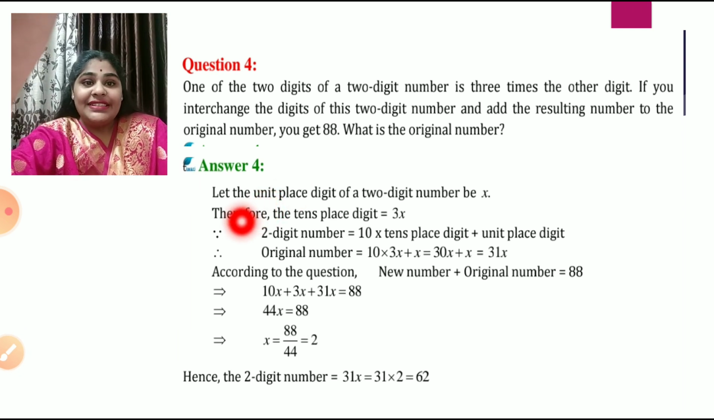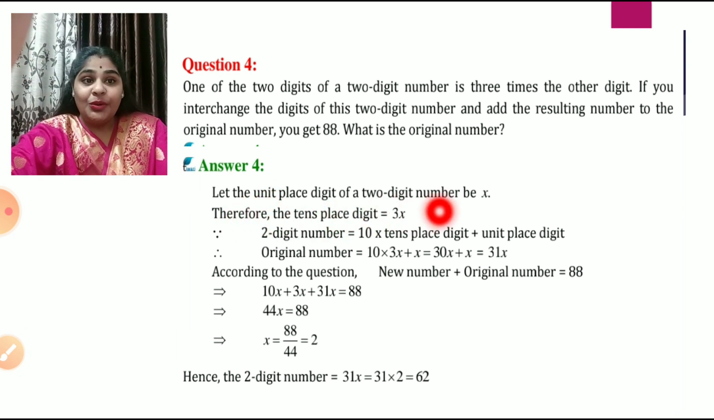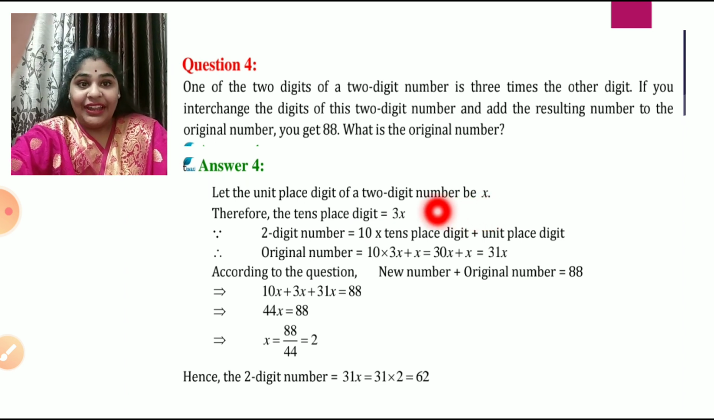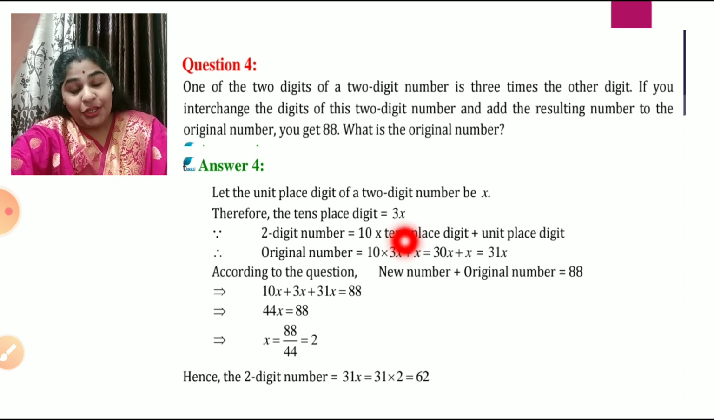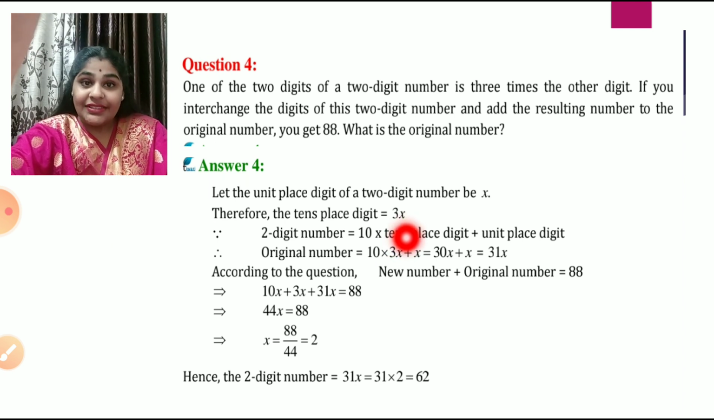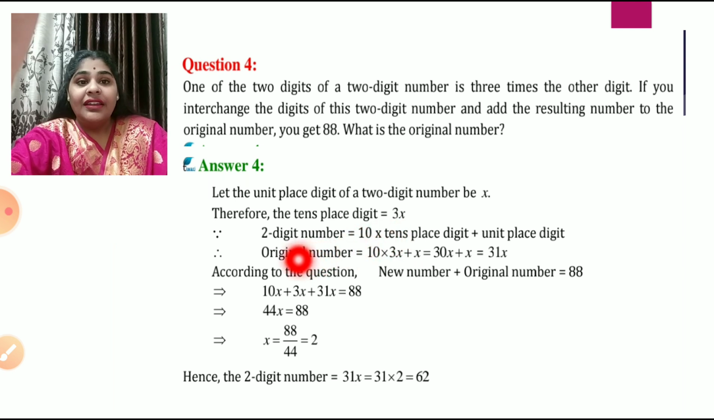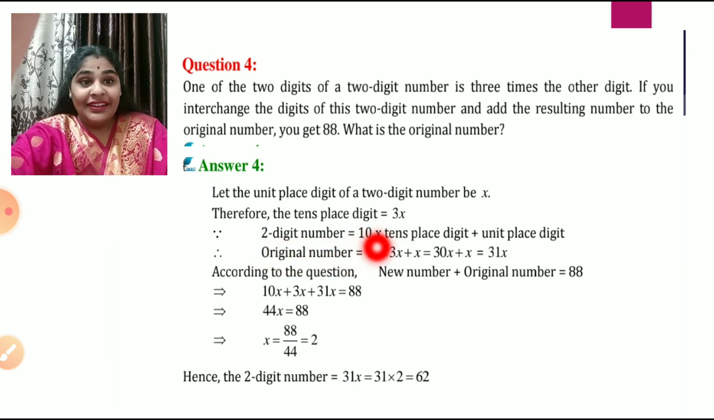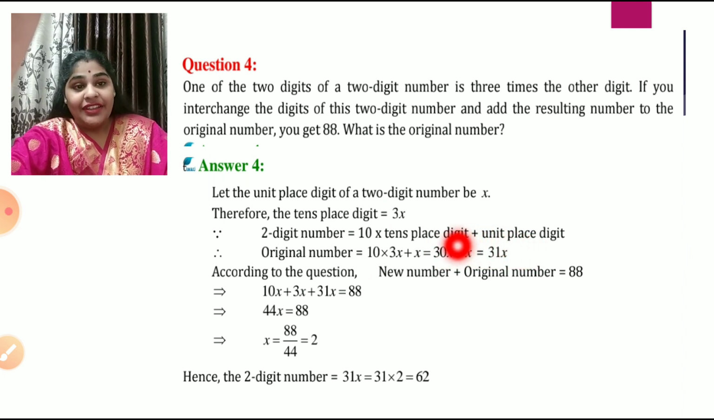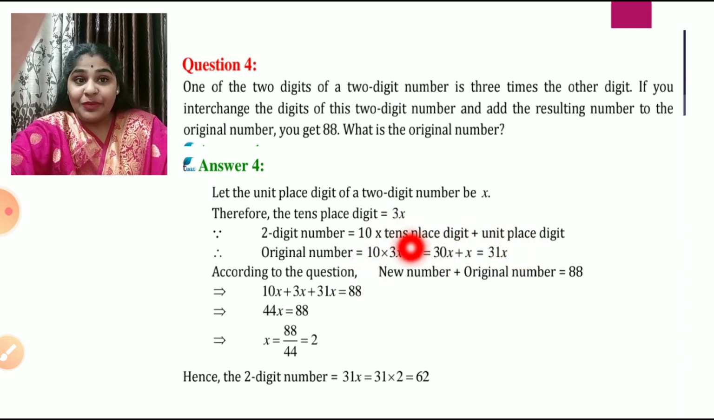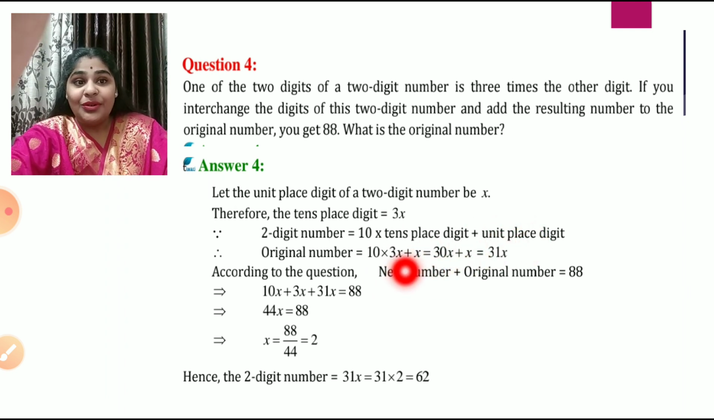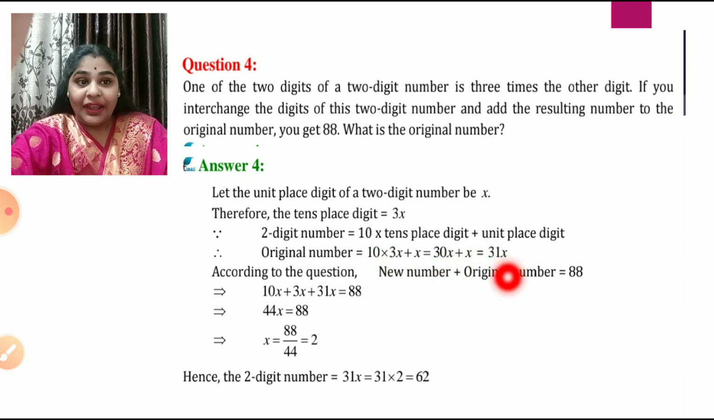So let us see, the units place digit of a 2-digit number be x, right? Units place this is. Therefore, the tens place will be 3 times the units place, the other digit, that is 3x. Now, the 2-digit number will be what, children? 10 into tens place digit plus units place digit. So, 10 into, what was the tens place digit? 3x plus units place digit is x. That is nothing but equal to 10 into 3 is 30x plus x is equal to 31x.